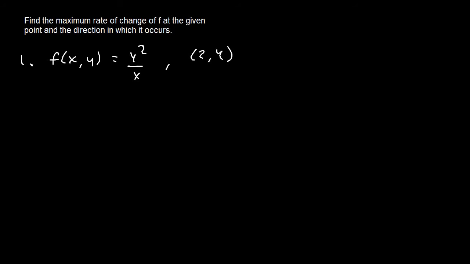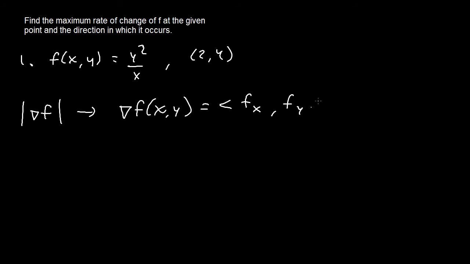So for number 1, f of x comma y is going to equal y squared over x, and the point given is 2, 4. So once again, the maximum rate of change, or the maximum of the directional derivative, can be found when you take the magnitude of the gradient vector f. So let's go ahead and first find the gradient vector f. Now remember, in order to find the gradient vector, we need to have the x and y components, and so the x component is f sub x, and the y component is f sub y.